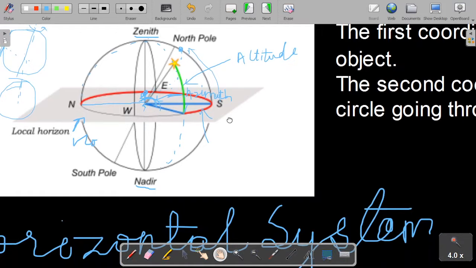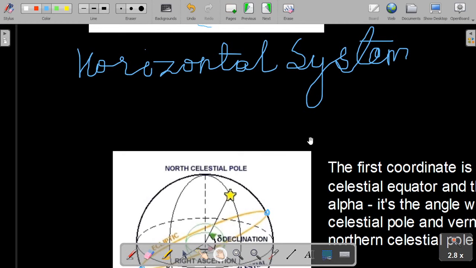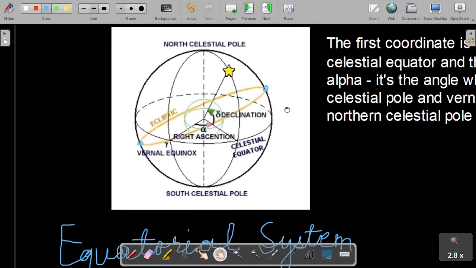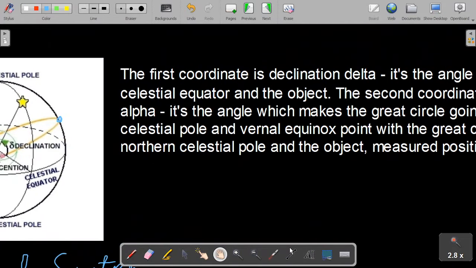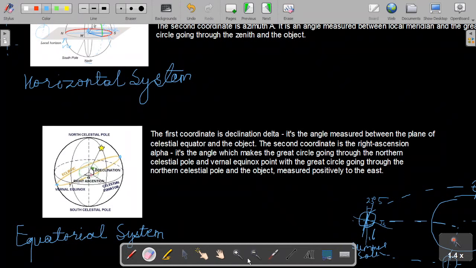I think this diagram is a bit skewed, but let's just move on to the equatorial coordinate system. Okay, so the first coordinate here is the declination, which is denoted by delta. This is the declination of the star. It is the angle measured from the plane of the celestial equator to the object. The second coordinate is the right ascension, denoted by the letter alpha.